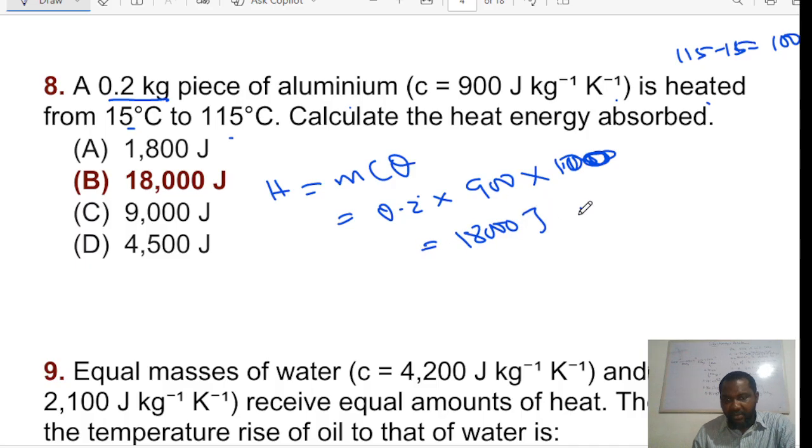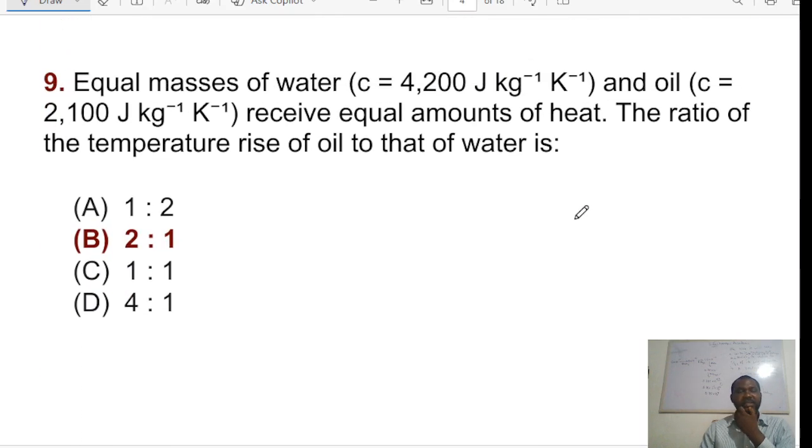Right, interesting. So the next one says equal masses of water and oil receive equal amount of heat. The heat is equal. The ratio of the temperature rise of oil to water is... okay, let's start with the heat of water. For water, it is mass of water, specific heat capacity of water times temperature change of water. Equal masses of water and oil receive equal amount of heat. So the masses are equal.